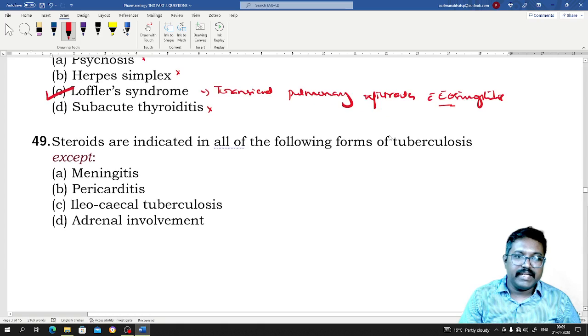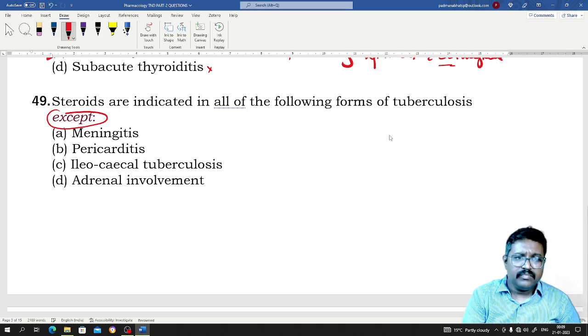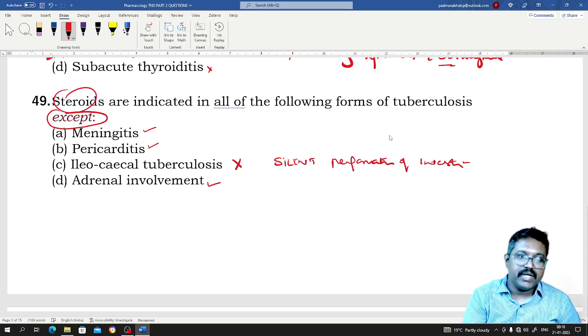So coming to the 49th question, steroids are indicated in all of the following forms of tuberculosis except. Steroids are effective in case of tuberculous meningitis, pericarditis, adrenal involvement, but not with respect to the ileocecal tuberculosis. So what is the reason here? Because it can lead to silent perforation of the intestine. So that's why you need to avoid using the steroids in case of the ileocecal tuberculosis.